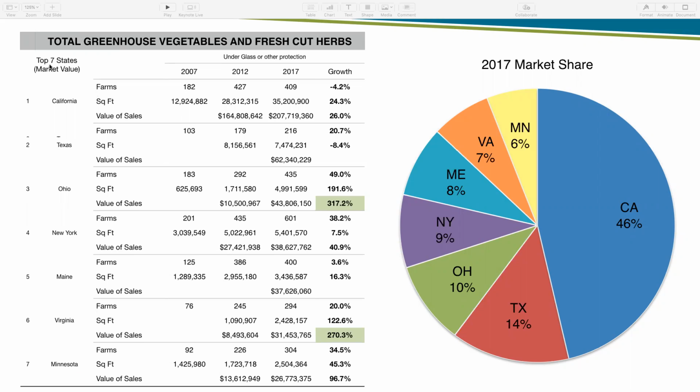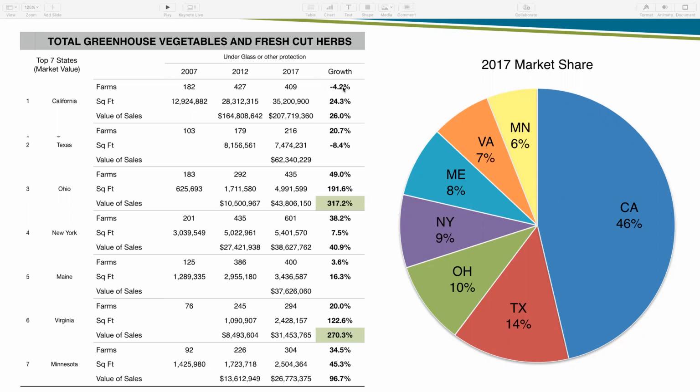So looking at the top 7 states regarding market value, you can clearly see that California dwarfs anyone else. They have 46% of the production coming from California. And there was a market growth in California of 26% from 2012 to 2017. Interesting to see. That's one of the cases that represents something interesting: even though the market value really grew a lot and the square footage also grew, the number of farms decreased.